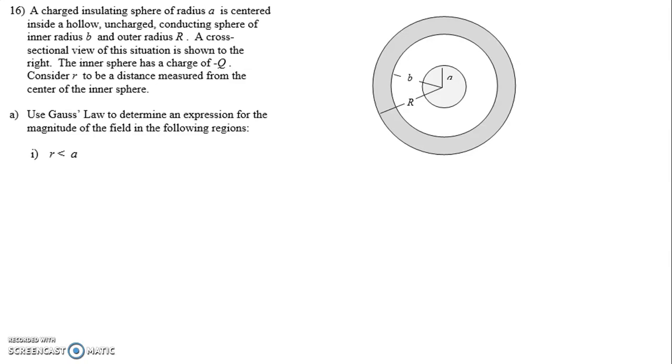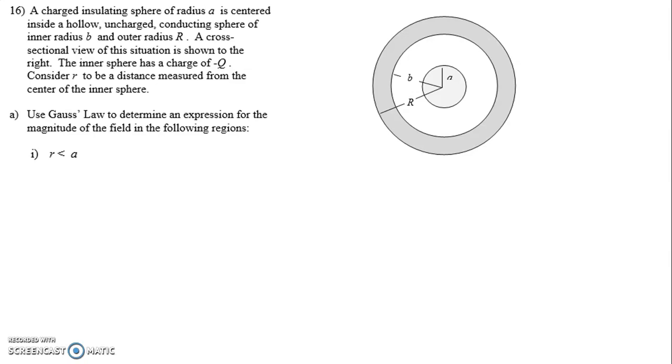Okay, so first thing we do is we look at our diagram here, and we look at the description of the objects here. We've got a charged insulating sphere, radius little a, and it's inside this shell, an uncharged conducting sphere, inner radius b, outer radius capital R. It tells us the inner sphere is charged negative q, and r is our coordinate over which we're going to be considering the different distances from the center.